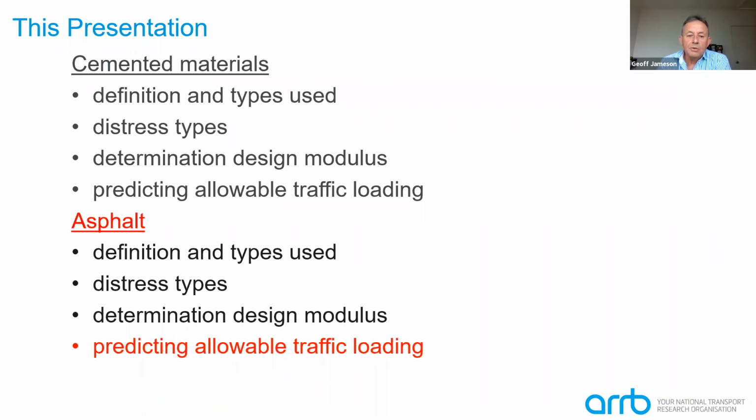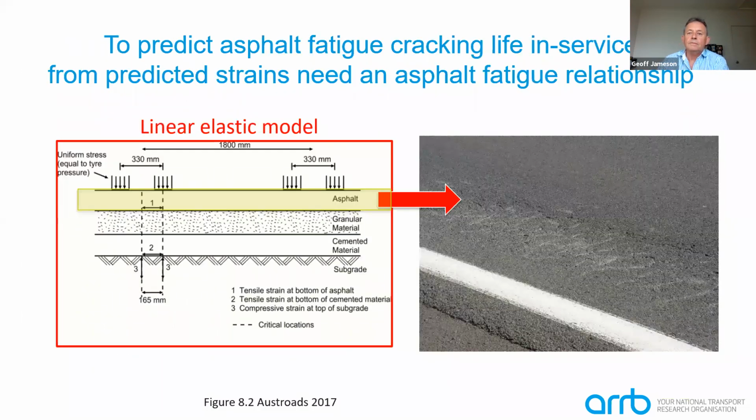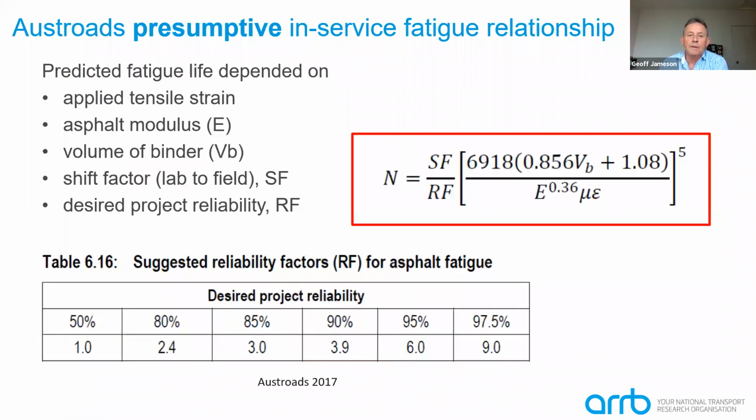So now I will turn to how we predict performance in terms of asphalt fatigue in our design system. Again, we need a means of translating predicted tensile strains at the bottom of the asphalt layer to a terminal condition of fatigue in service. And again, that requires a performance relationship. Now in the Austroads guide, we have a presumptive in-service performance relationship. And that's a relationship of a similar form to that which has been used for a long time now.